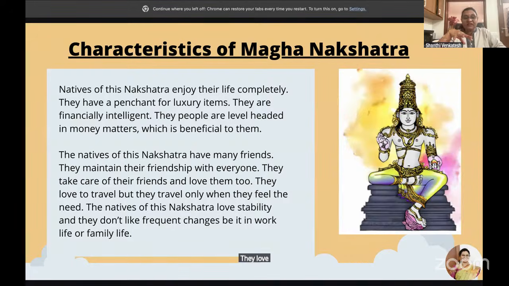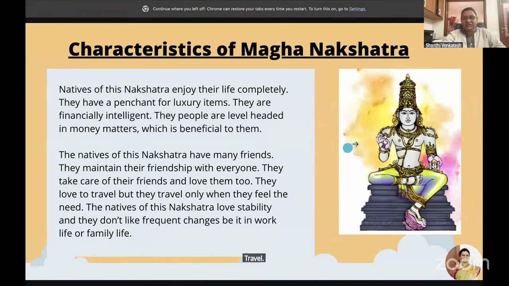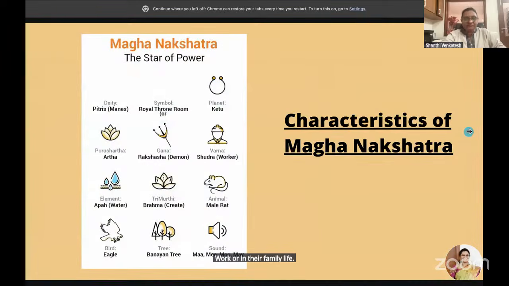They love to travel, but the thing is, they do not travel unnecessarily. Only when there is a need, they travel. And these are the people who love stability. They do not like frequent changes in their work or in their family life. So we can say Magha is the nakshatra of ancestors. It is a nakshatra which signifies dignity, leadership, inclination or attachment towards tradition, and they feel it is their responsibility to carry forward the family name and family traditions. They give a lot of importance to that lineage.